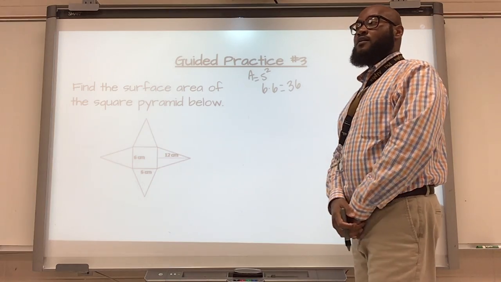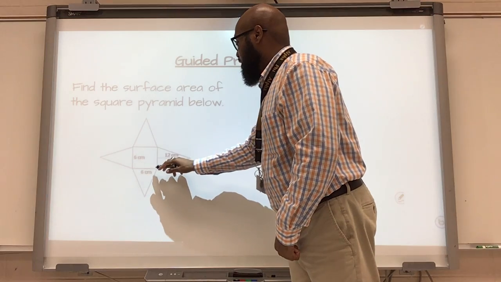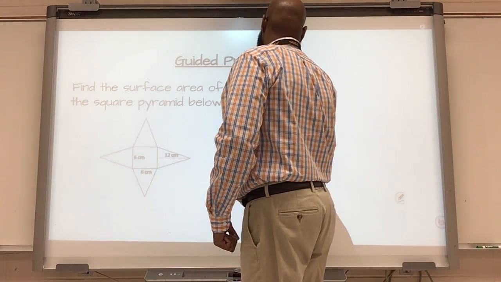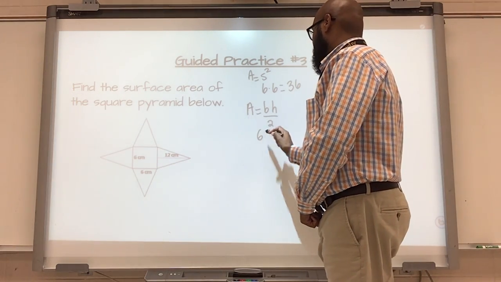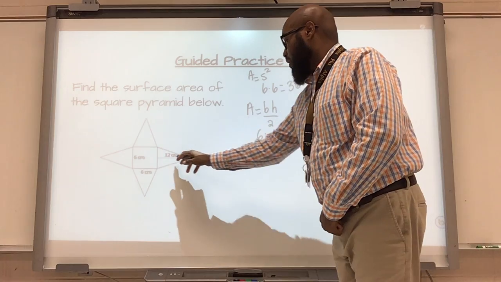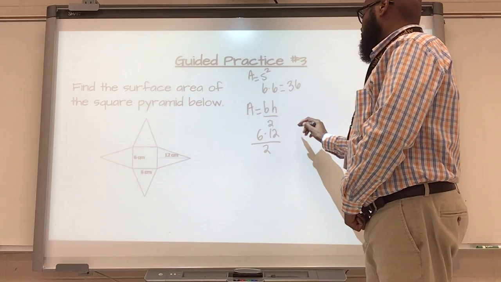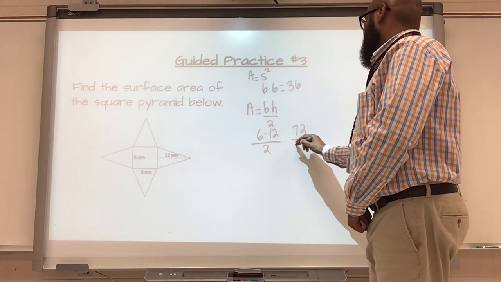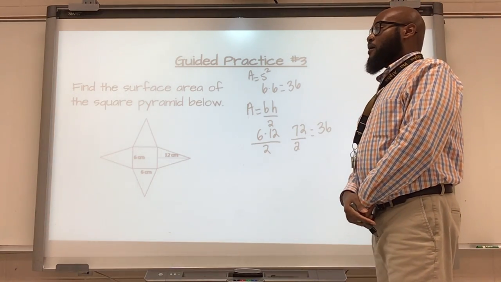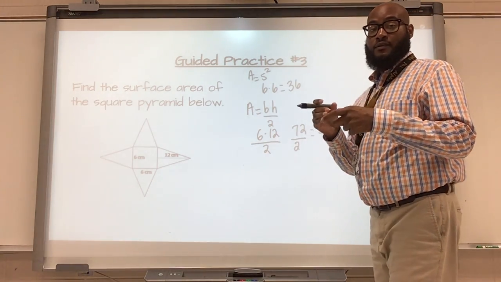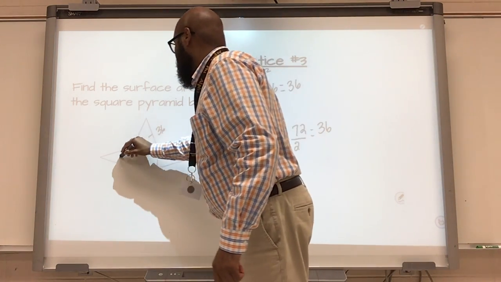Now we must apply the triangle formula. Since it's a square all the way around, the base is 6, and the area of a triangle equals base times height divided by 2. So the base would be 6. The height is 12. So we would take 6 times 12, which is 72, divided by 2 equals 36. But we have 4 triangles, so each one of them has 36.